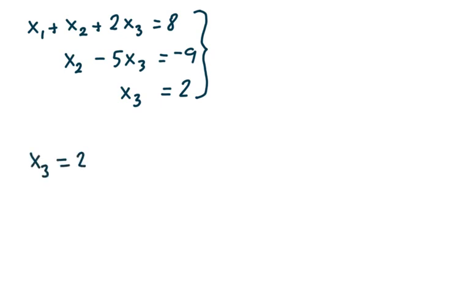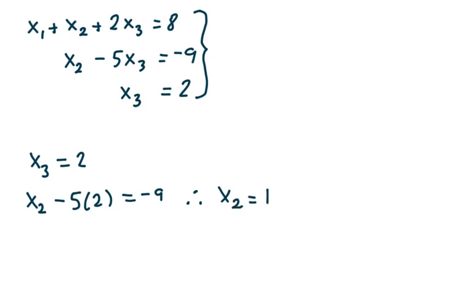So I want you to notice x3 equals 2, and I'm going to substitute 2 for x3 in equation 2 and solve for x2. In other words, I'm going to replace x3 with 2 and then solve for x2. So I get x2 minus 5 times 2 equals negative 9. And therefore, x2 equals 1.